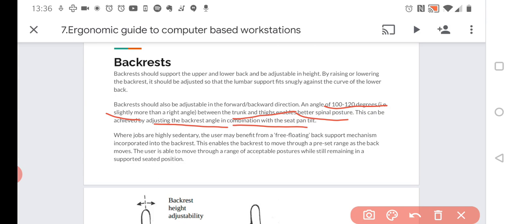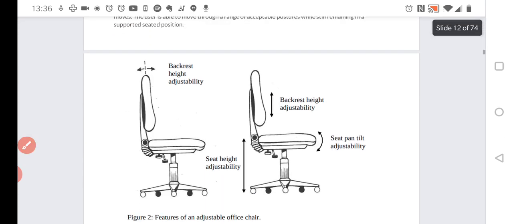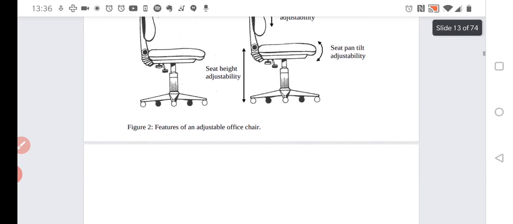Where jobs are highly sedentary, the user may benefit from free-floating back support mechanisms incorporated into the backrest. So this is easy changing of the backrest tilt. This enables the backrest to move through a preset range as the back moves. The user is able to move through a range of acceptable postures while still remaining supported in the seated position. So some movement, some change in position will be achieved thanks to this. Okay.